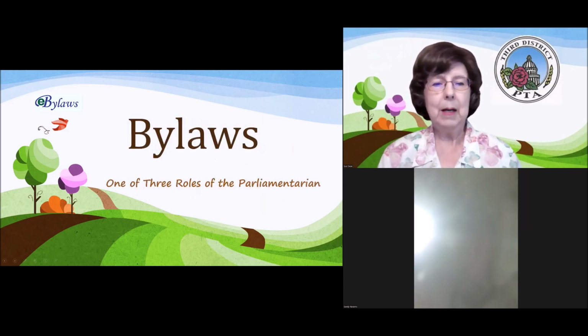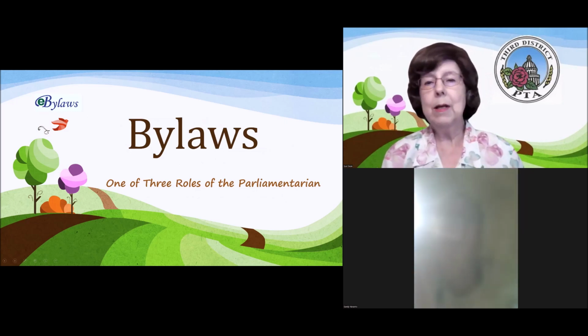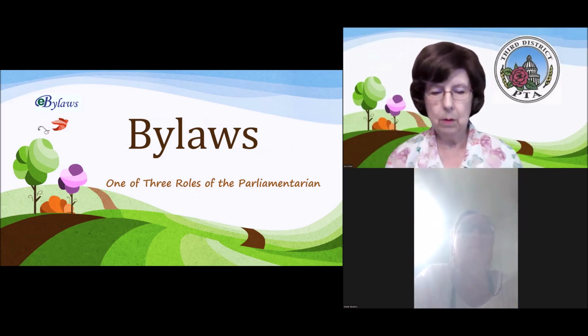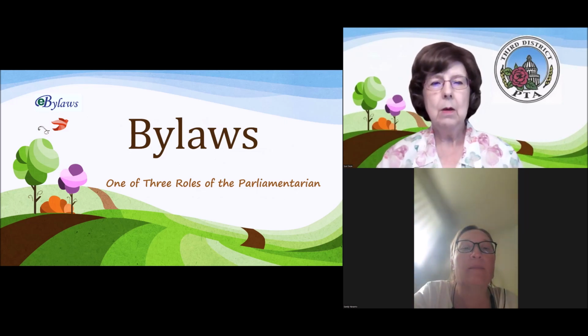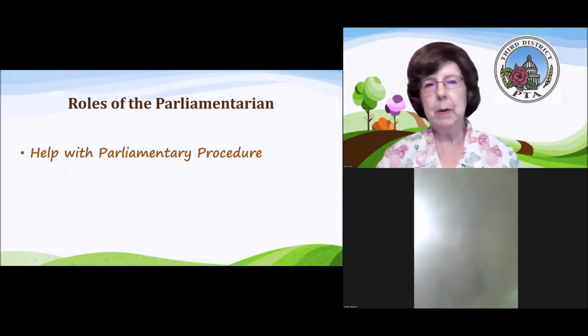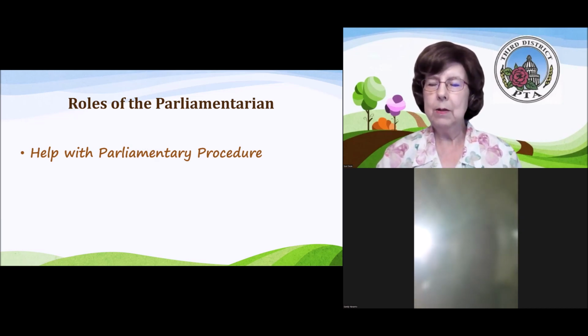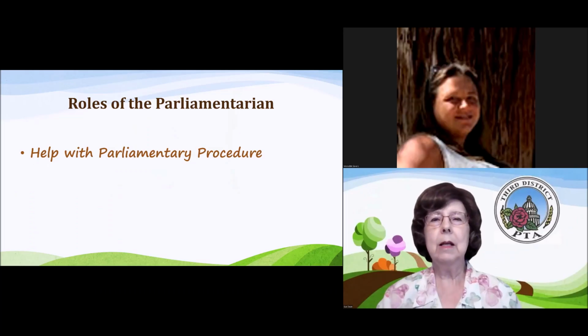So today we're going to talk about bylaws. And bylaws are one of the 3 roles of the parliamentarian. And you're probably asking, well, what are those 3 roles of the parliamentarian? Well, the first one is the parliamentarian helps with parliamentary procedure at meetings. They're kind of assisting the president, keeping track of who else wants to talk about something, so you take turns, or watching if there's a motion on the floor to be sure that the president calls for a second, and that sometimes we have a motion on the floor and there's a second, and then we forget to actually vote.